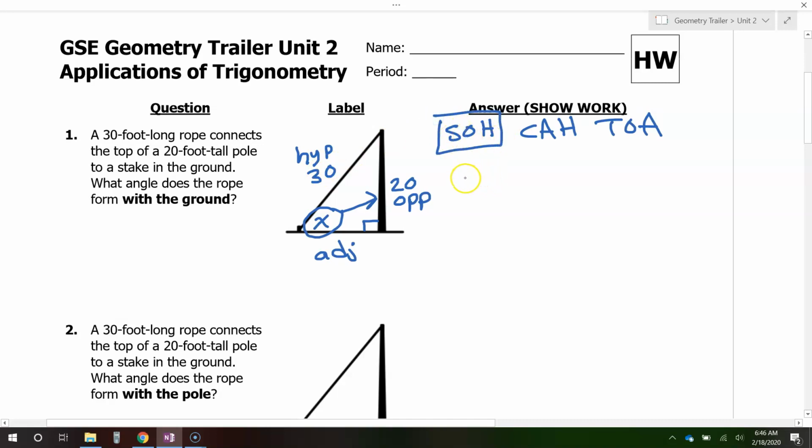Sine is opposite over hypotenuse. So we will write sine. And then next comes the angle that we circled. So sine x equals opposite over hypotenuse. So 20 over 30. So is this the one where we multiply? Is this the one where we swap? Or is this the one where we do the inverse? When the angle is inside the trig function, this is the one where we inverse. So we will do the inverse sine of 20 over 30, and that will equal x.